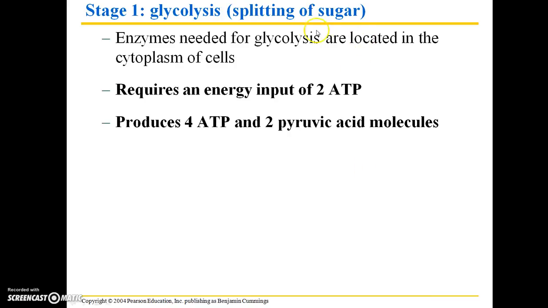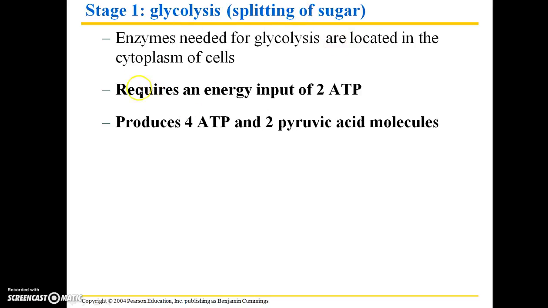Okay, so the first stage is glycolysis, which literally means the splitting of sugar. Lysis is to break or to split. Glyco is sugar, so glycolysis is just the splitting of sugar. And enzymes are needed in order for this to occur, and those enzymes are located in the cytoplasm of cells. So that's why glycolysis occurs outside of mitochondria.